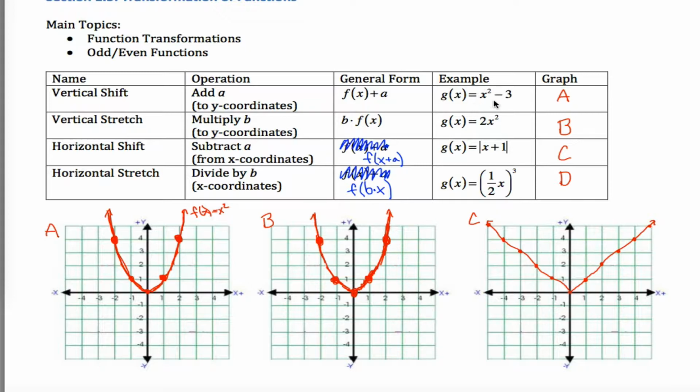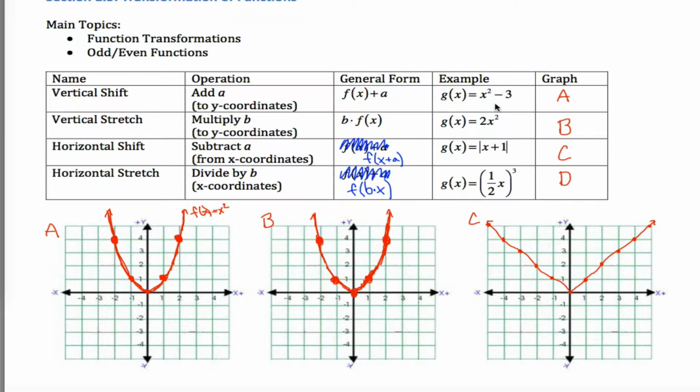Wait, what do you mean the output of the function? Okay, so the original function I started with is x squared. And I have x squared minus 3, not x minus 3 squared. If I had x minus 3 squared, I'd be subtracting from the input, the x value. But I'm not. I'm subtracting from the output, the f of x value.